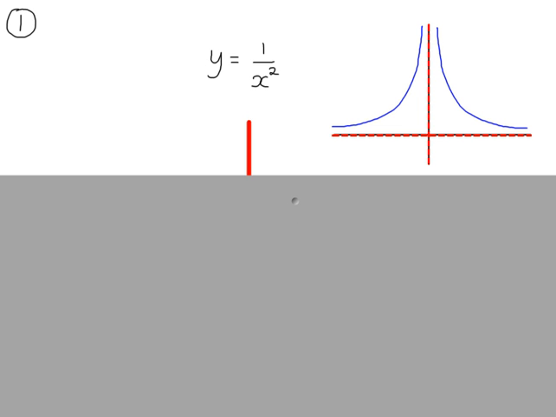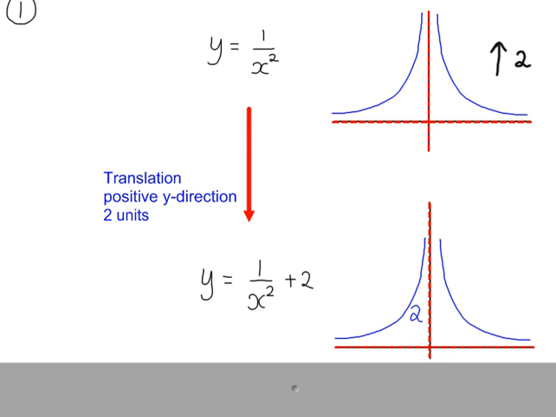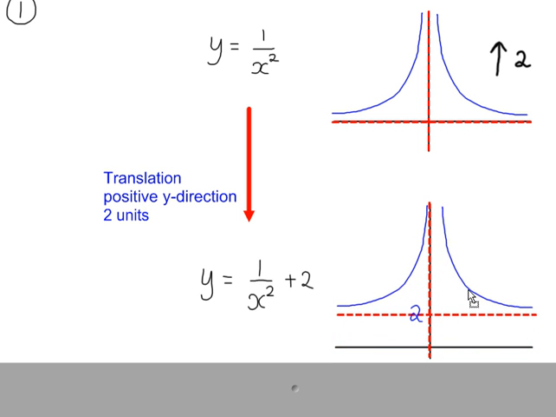Y equals 1 over x squared has the following two asymptotes. Moving the graph up by 2 units will give the following equation. So just add 2 to the previous equation, and then we need to move the graph up by 2 units, including the horizontal asymptote there. This is the graph of y equals 1 over x squared plus 2.